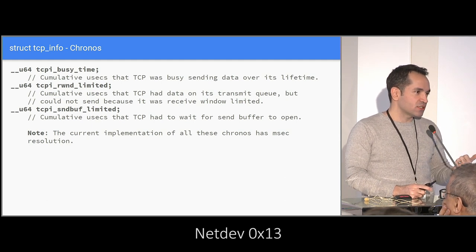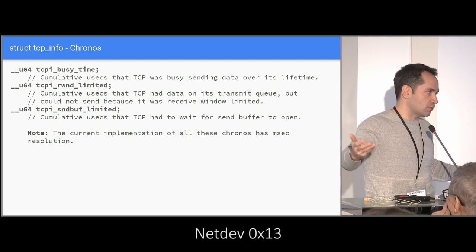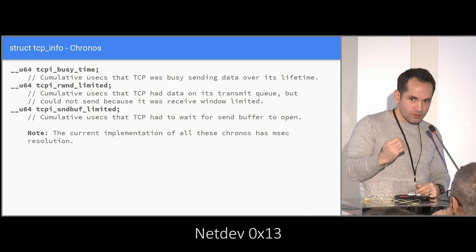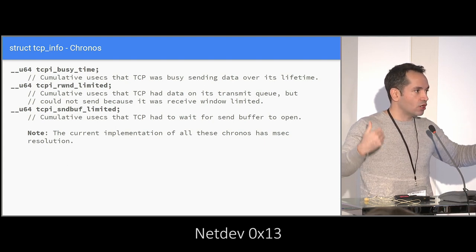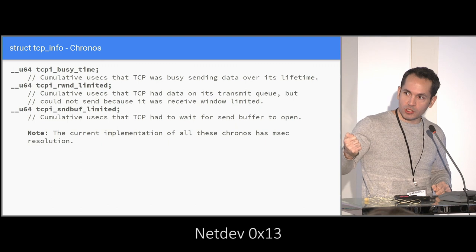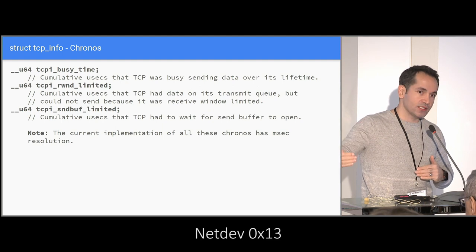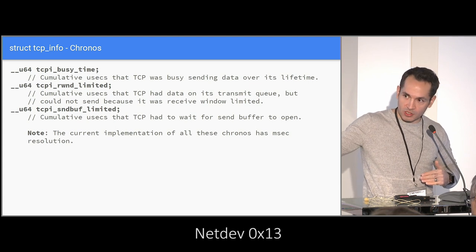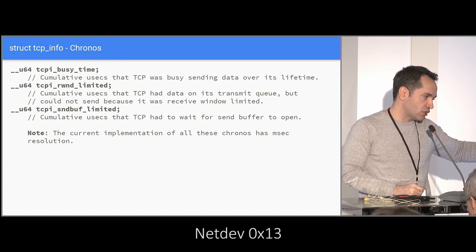The first one is busy time. It's the interval that TCP was busy sending something. It wasn't limited by anything. But when we hit the receive window, we stop the busy time chrono if we were sending, and we start the RWND limited chrono. Basically, from this point on, I'm limited, waiting for the other side to open its receive window for me. So it goes until the receive window opens up. If I exit this point, now I'm busy sending, so the busy chrono starts to get incremented, and then the RWND limited stops.